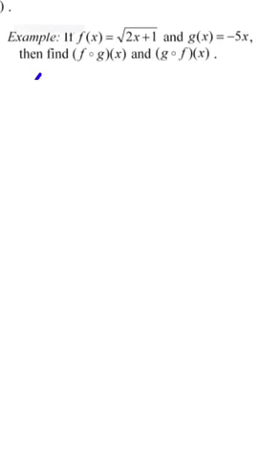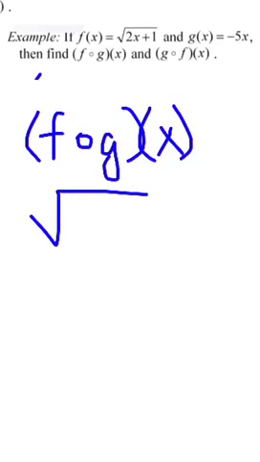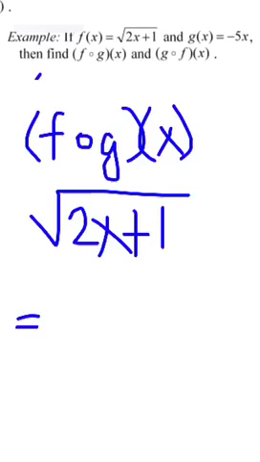So let's find f of g of x first. What this means is you take whatever g of x is, in this case negative 5x, and plug it into the x that is in f. So f of x is square root of 2x plus 1. And in place of that x, plug in 2x. Excuse me, negative 5x.